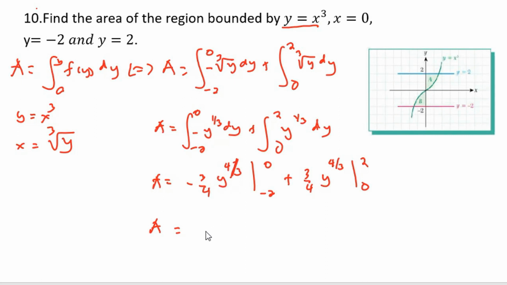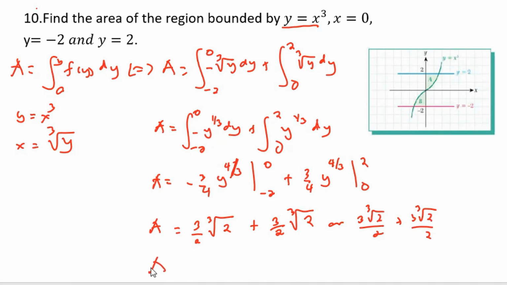Evaluating this will give us the answer of 3/2 times the cube root of 2, plus the other one, 3/2 times the cube root of 2. Or we could say that we have 3 times the cube root of 2 over 2 plus 3 times the cube root of 2 over 2. So if you add those, it will just give us 3 times the cube root of 2.